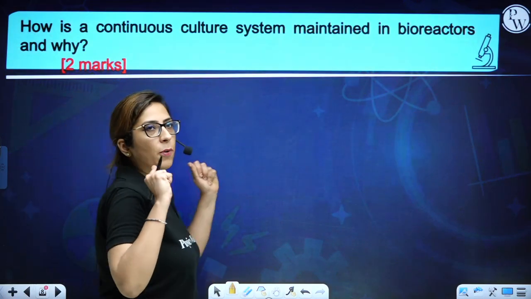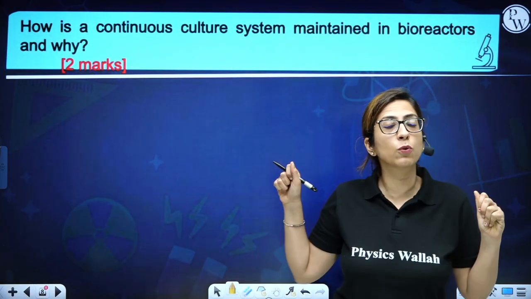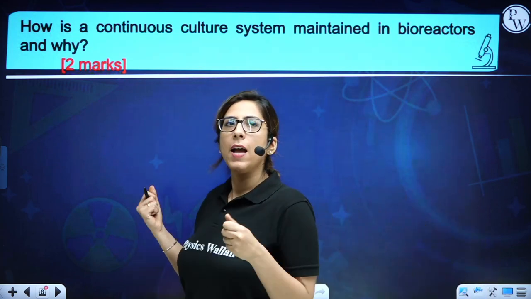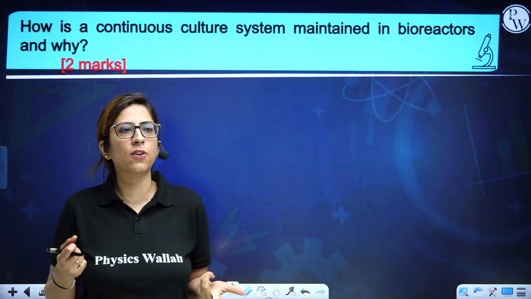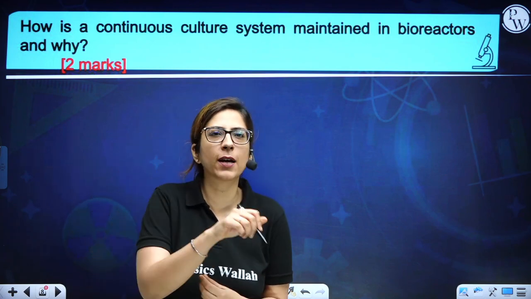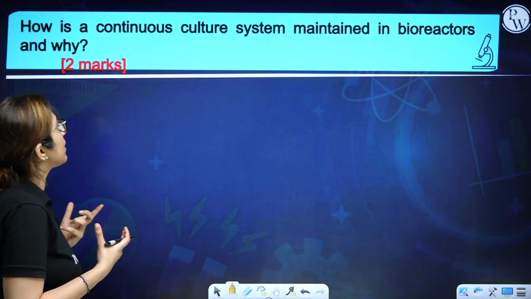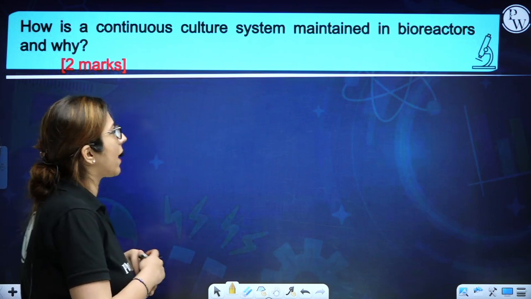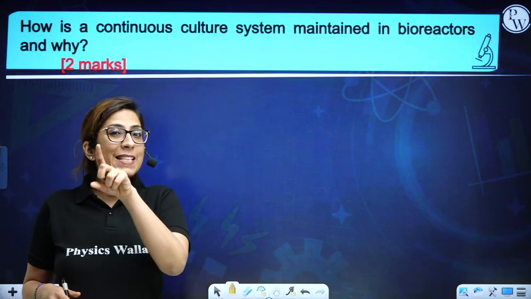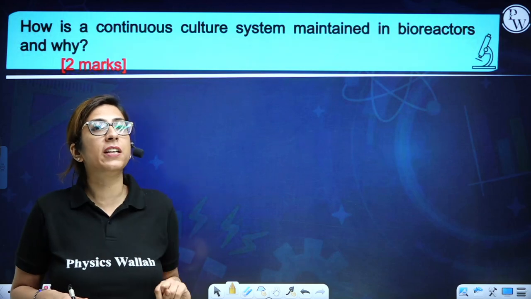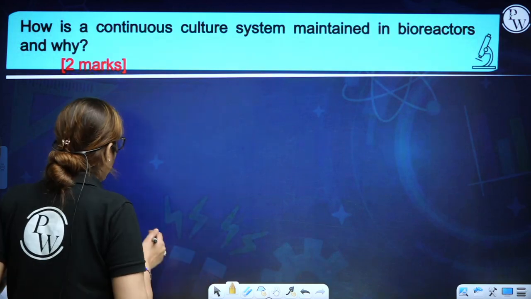Now, another very important question from the 2 marks. See, this is how the question can be asked. In any form, they take one topic and just roam around the topic. They can ask any type of question, so get ready. How is continuous culture maintained in bioreactors and why? You know, this line, continuous and discontinuous, is already there in your NCERT. I'll talk about it, wait.